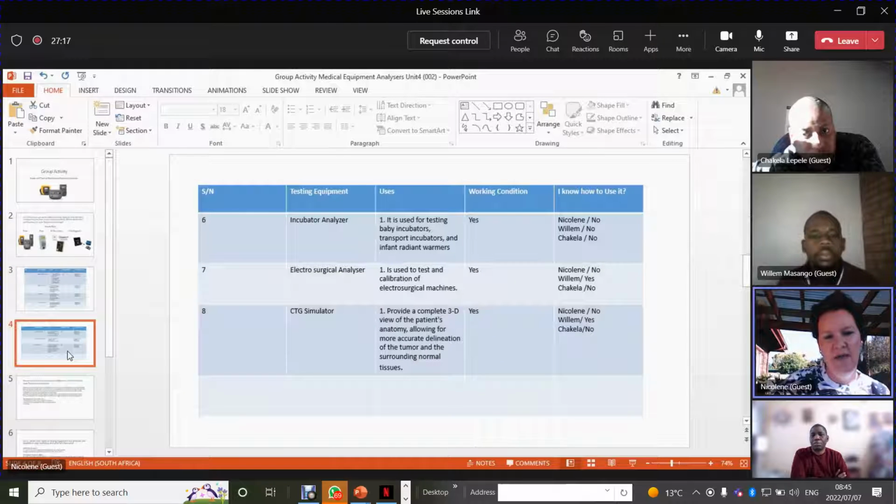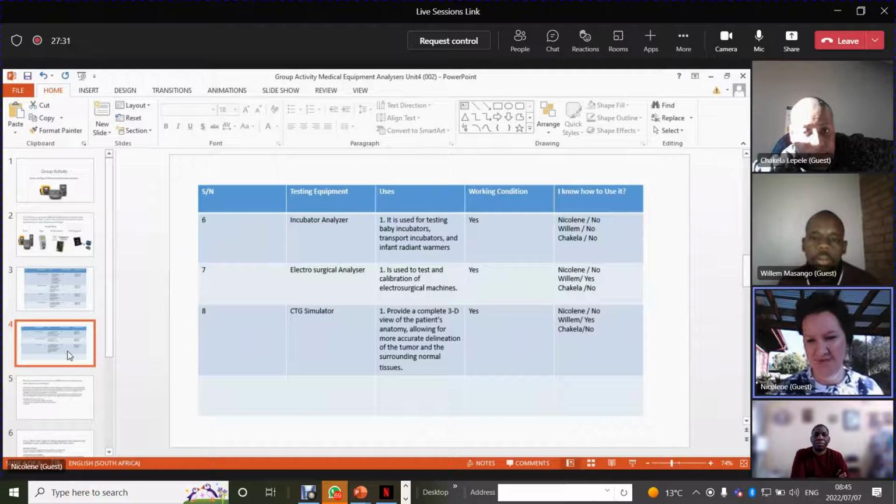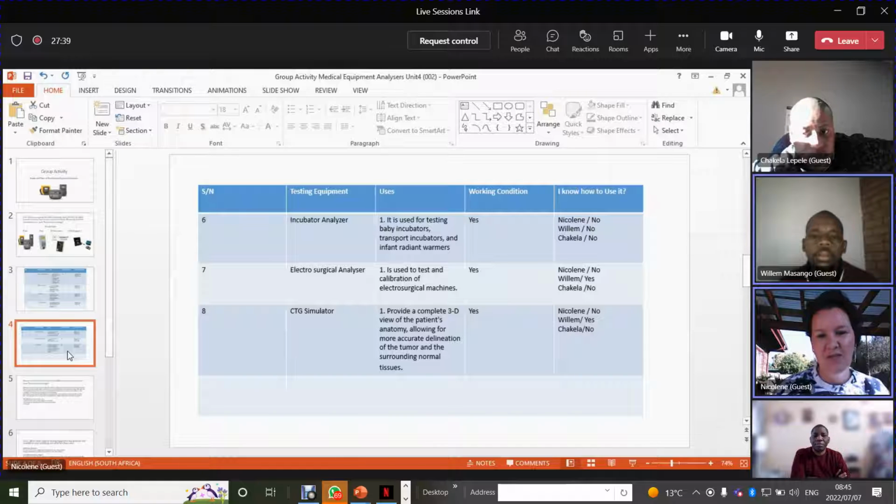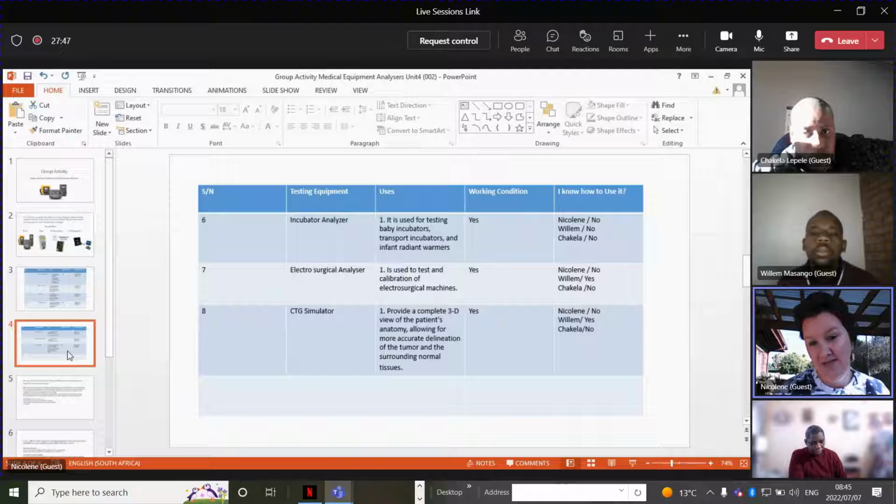Then the following, I don't have the following as well. I would like to learn one of these, but it is our Incubator Analyzer. I didn't even know that you can have one of these, but it was quite interesting to go and read about them. It is used for testing baby incubators, transport incubators, and infant radiant warmers. And it's working so far, I think, whoever has one, but none of us do have one. So yeah, that's quite an interesting one to learn about.